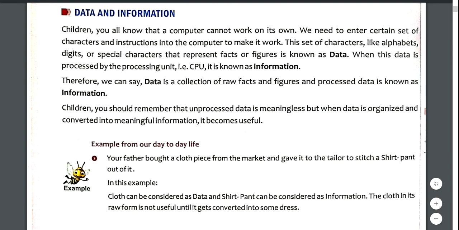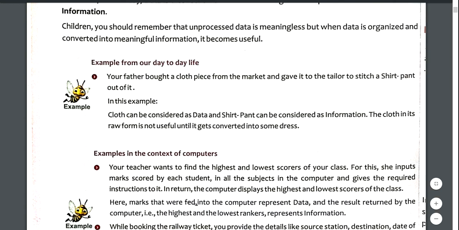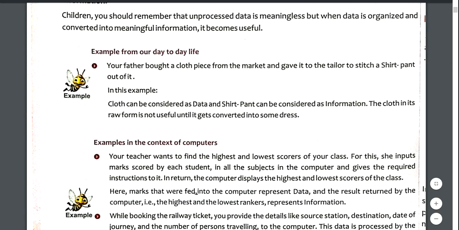The next example is from our daily life. Your father bought a cloth piece from the market and gave it to the tailor to stitch a shirt and pant out of it. In this example, the cloth will be the data, unprocessed data, and the shirt and pant, after stitching, will be your meaningful data. So only the cloth is not useful, but once it is converted into the shirt or pant, you can wear it. So I hope you are understanding the difference.